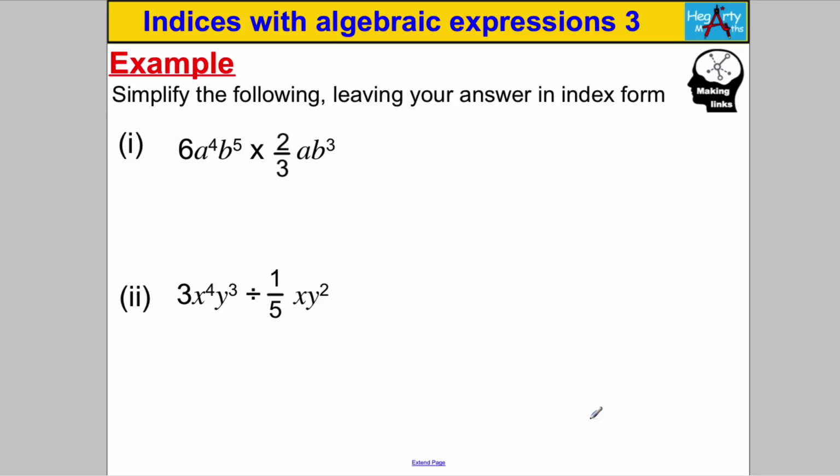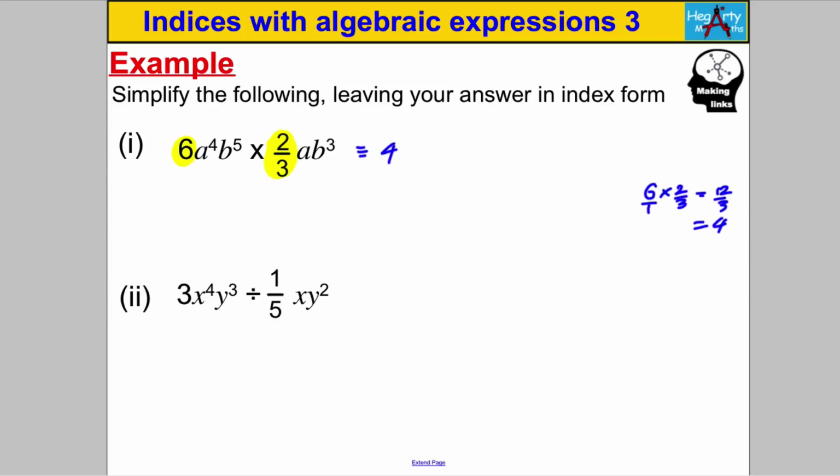Simplify the following, leaving your answer in index form. So I've got this expression multiplied by this expression. Because multiplication is associative and commutative, I can multiply the numbers first. Now I can go off here and in my head do 6 multiplied by 2/3, which is going to be 12 over 3, which is 4. So 6 multiplied by 2/3 gives me 4.